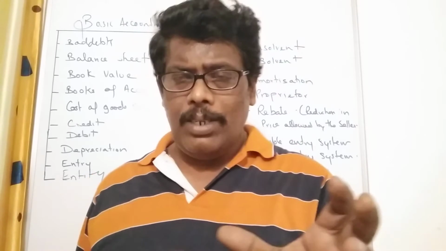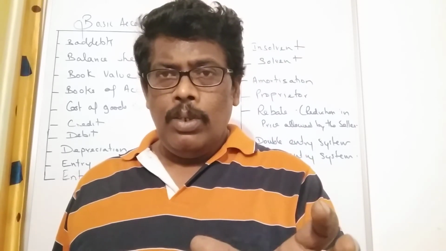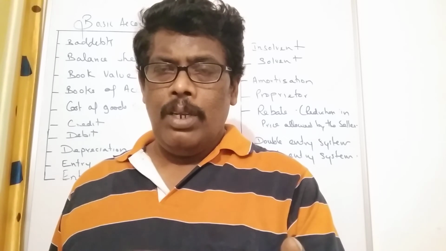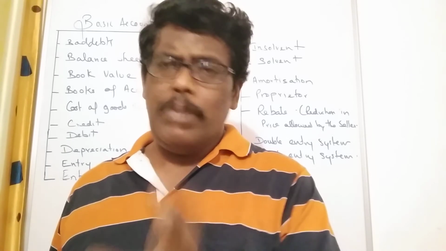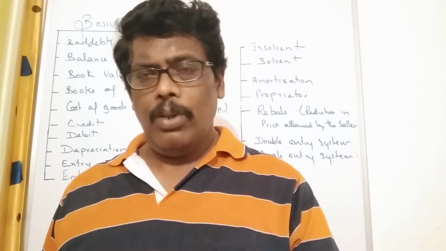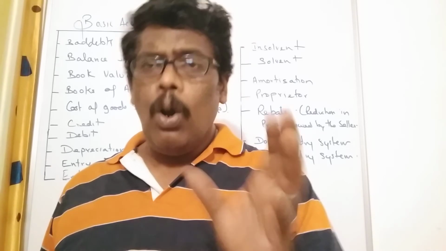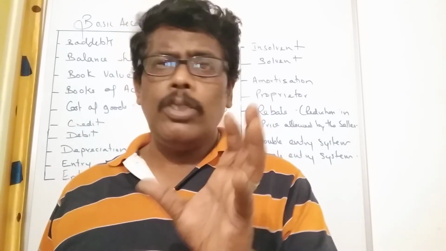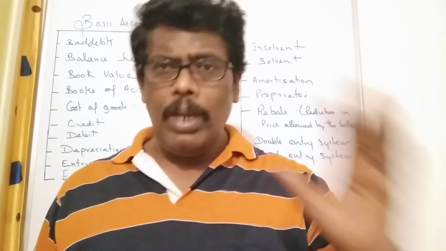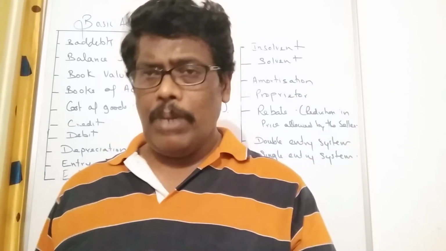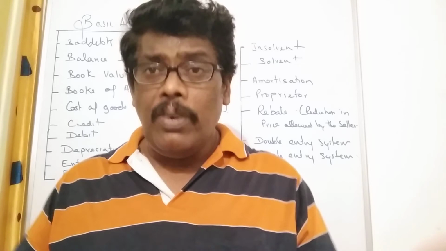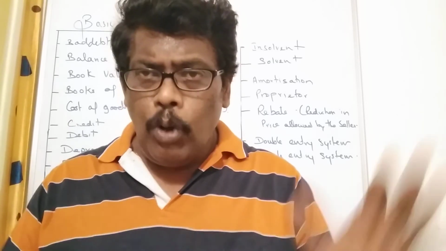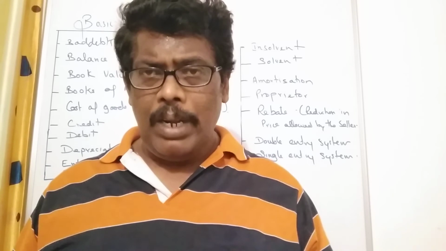Next is entity. Entity means existence. The business should exist. If you are maintaining accounts for a business, that business should exist. You're getting the point? And we have to treat the owner and the business as separate identities. We have to treat the owner as separate and the business as separate. Both have different identity, different existence. So this is called entity. Both should be treated separately.